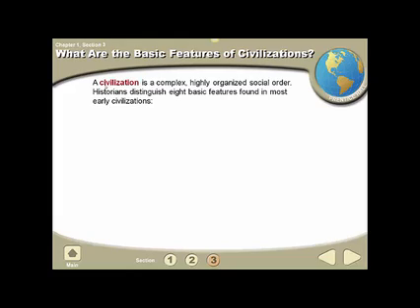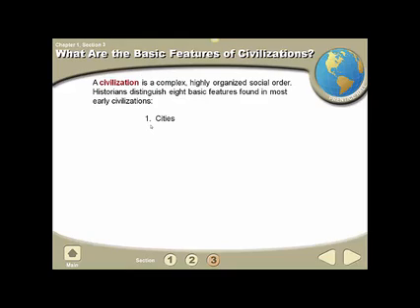What are the basic features of a civilization? Okay, this is the important part of this section. So there are certain things that historians look at and say, okay, was this a civilization? What key things or key features were there? A civilization, here's your definition, is a highly complex, highly organized social order. Historians distinguish eight basic features found in most early civilizations, and you need to know all 8 of these and what they are. So you need to know them and know their definitions.